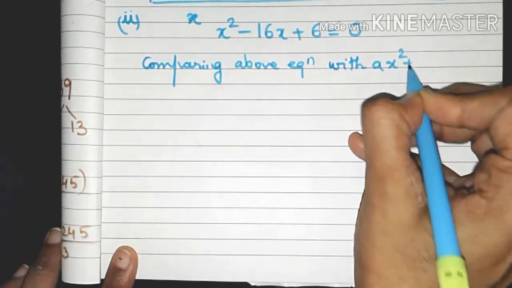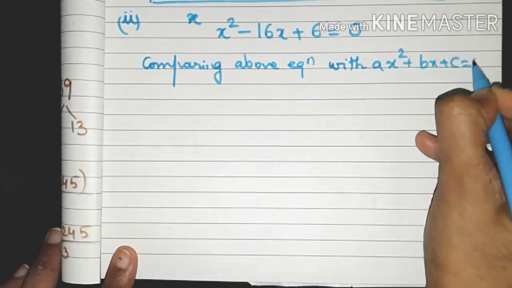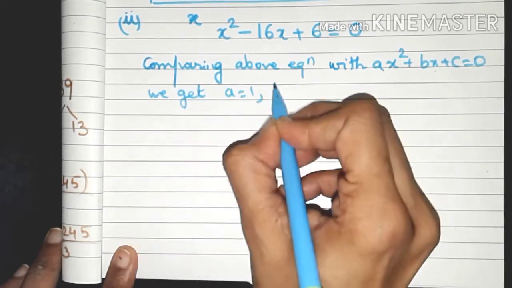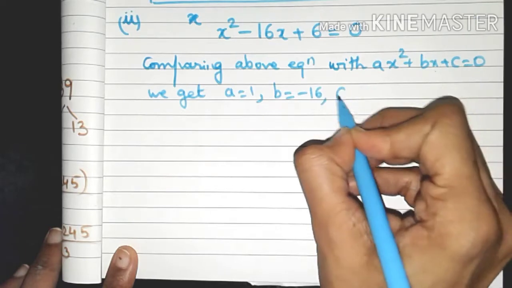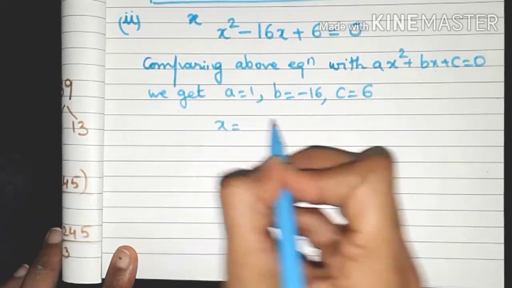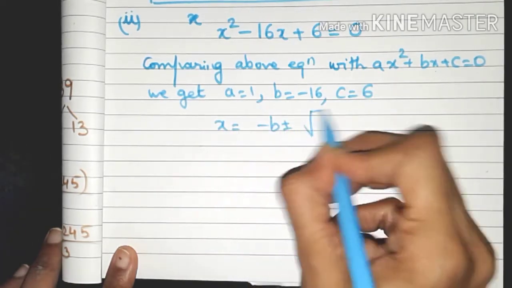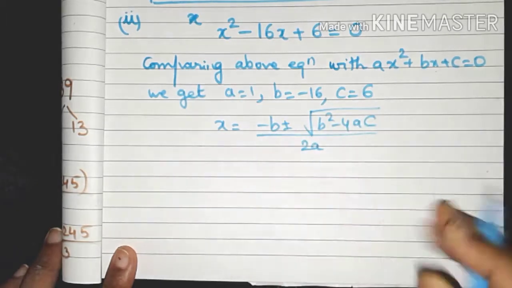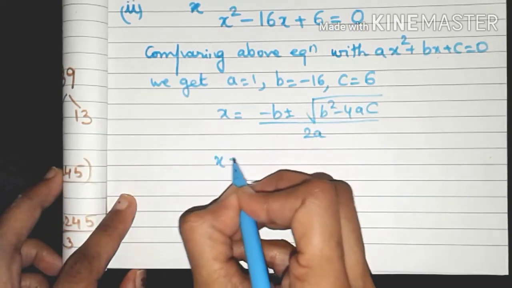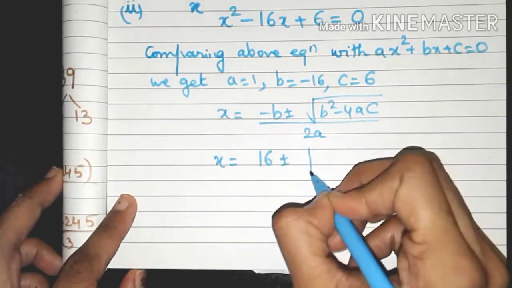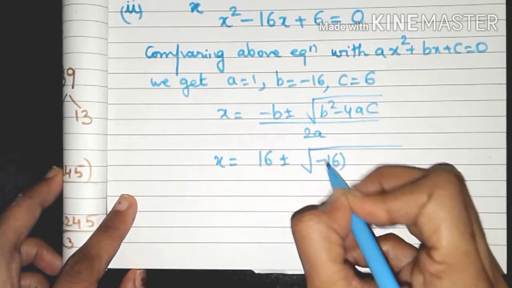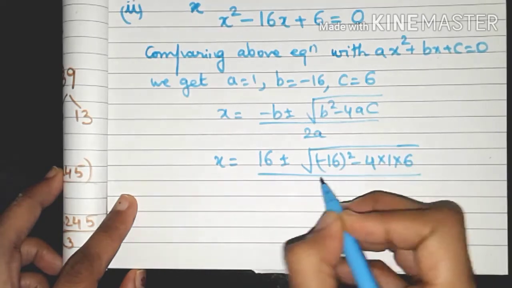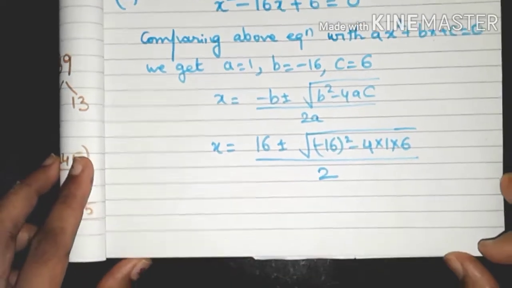With ax square, we get, so what are the values of a? Let's write it down. So let's write the formula. Minus b. Okay friends, so let's start substituting. So we'll get a root here, minus 16 upon 2a. So this is the value.